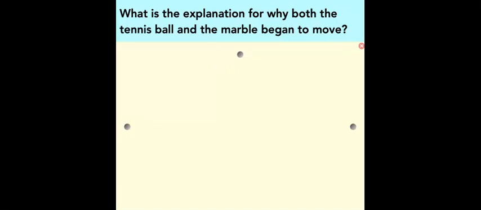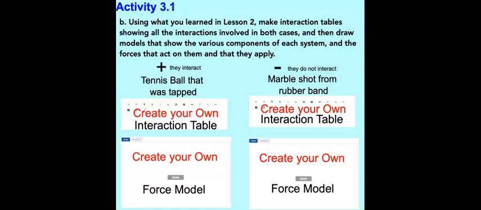So what you're going to be doing next is you're going to be creating some tables, some interaction tables. It says, using what you learned in lesson 2, make interaction tables showing all the interactions involved in both cases, and then draw models that show the various components of each system and the forces that act on them and that they apply. When you look in your book, it can be a bit confusing. So these first two parts right here, it looks like a spot where you would type in. You are. But this is where you're going to create your own interaction tables.